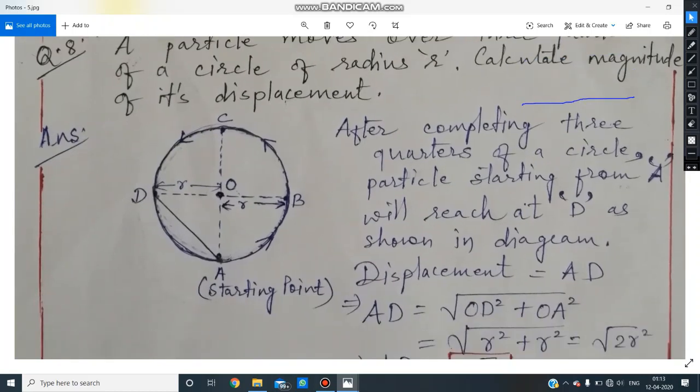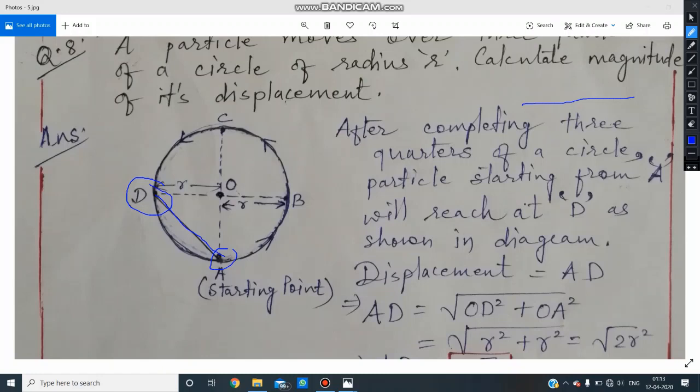Say A is the starting point over the circular path, and in this direction marked here, the body covers 3/4 of the circle. That means 3/4 part of the circle the body will be covering. And finally, starting from A, it will be reaching D. So its initial point is A and the final point is D. So definitely AD stands as the displacement of the body.